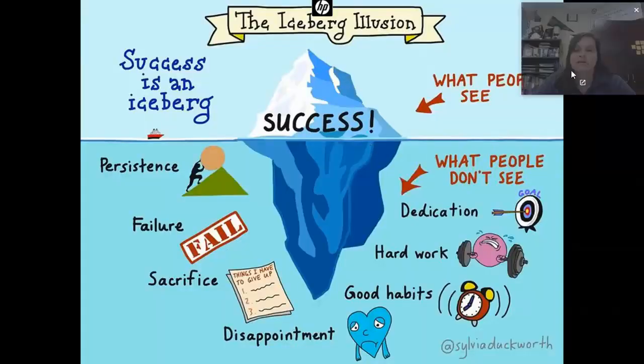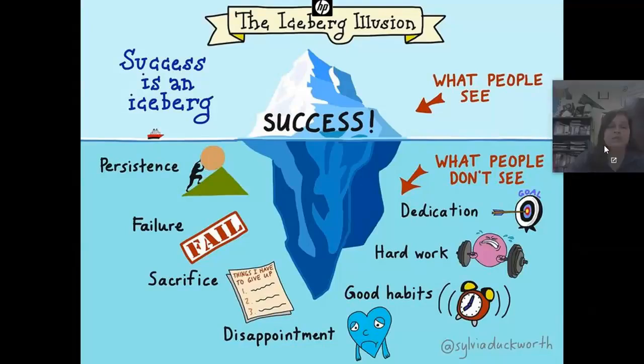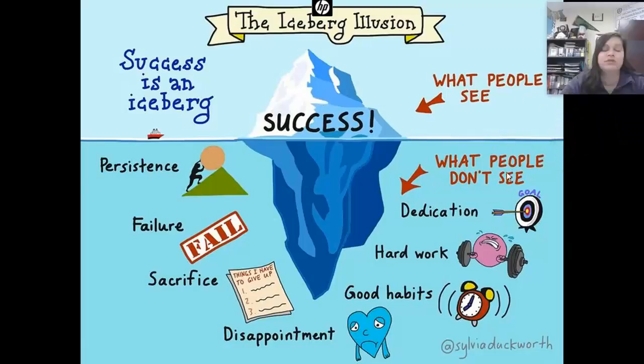Last part here, not really a key thing of our curriculum, but something when we're talking about intelligence and we want to look at success, I've always liked this diagram and I actually have it as a poster in my classroom. But a lot of times what we see of success is just the tip of the iceberg. What's below it, sometimes it's natural intelligence and ability, but a lot of times it's persistence, failure, sacrifice, disappointment, good habits, hard work, and dedication. So a lot more to intelligence other than just IQ scores.